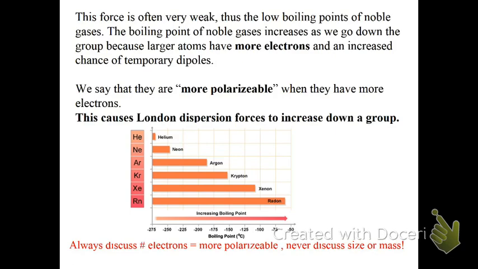We call this more polarizable, or sometimes we say it has more polarizability, when they have more electrons. So if you look at this graph of the noble gases, you can see that the boiling point increases significantly for radon as opposed to helium, which has very few electrons.